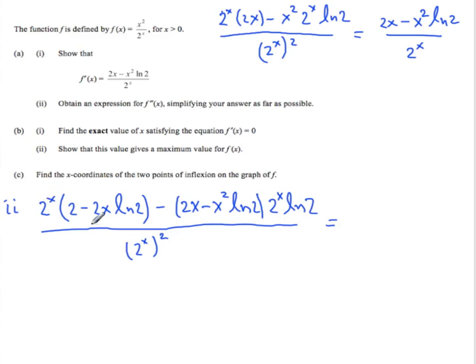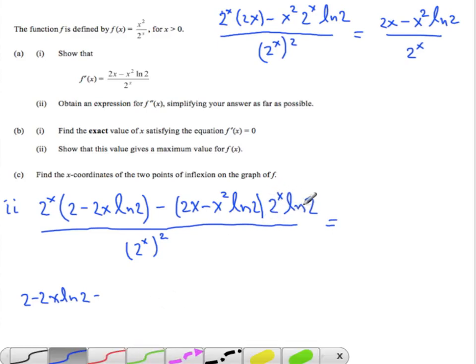Okay, same thing. 2 to the x's cancel. So we have, let's see if I can fit this in here. 2 minus 2x ln 2 minus 2x, distribute that negative, is plus x squared. I'm not doing this very well. I'm going to distribute this ln 2 as well.